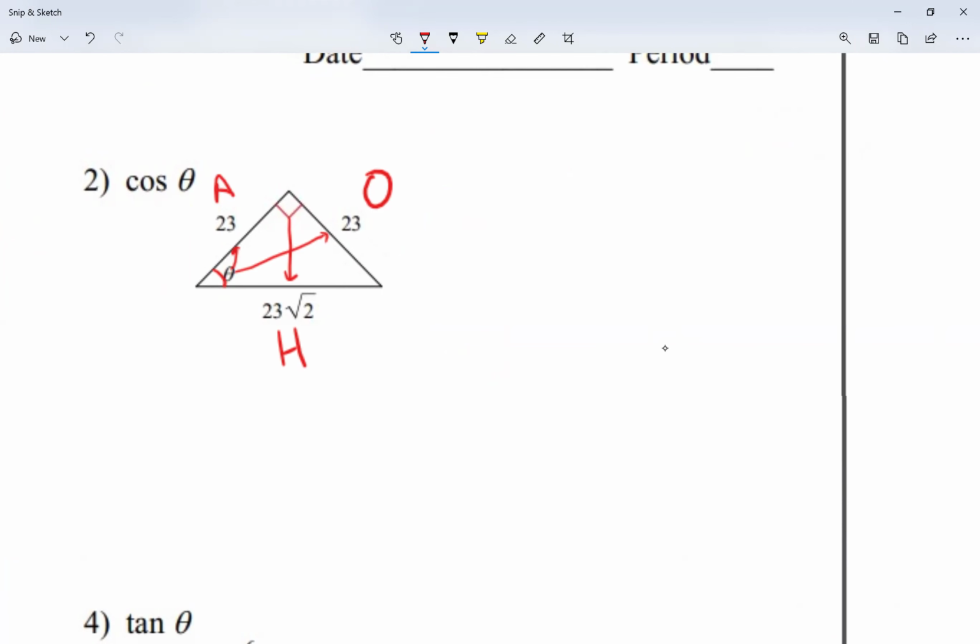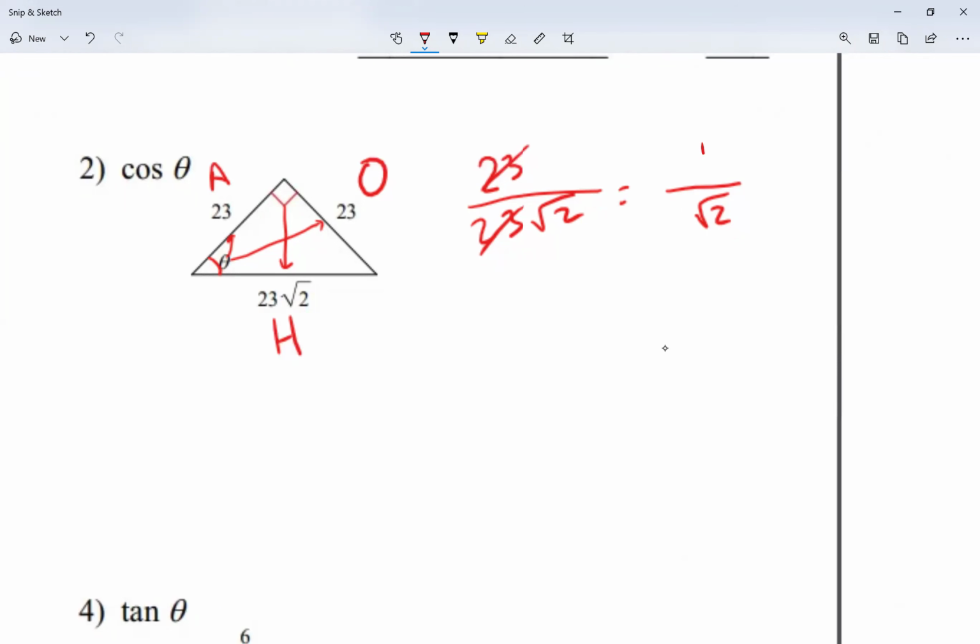Now, cosine, according to our table, remember I said I was going to just say according to our table, cosine is adjacent over hypotenuse. So I'm just going to go 23 over 23 radical 2. Okay, to begin with, my 23's cancel out. So it looks like I just have a radical 2 at the bottom. Now, the top of a fraction, we cannot leave it alone. So I'm just going to put a 1 on top.